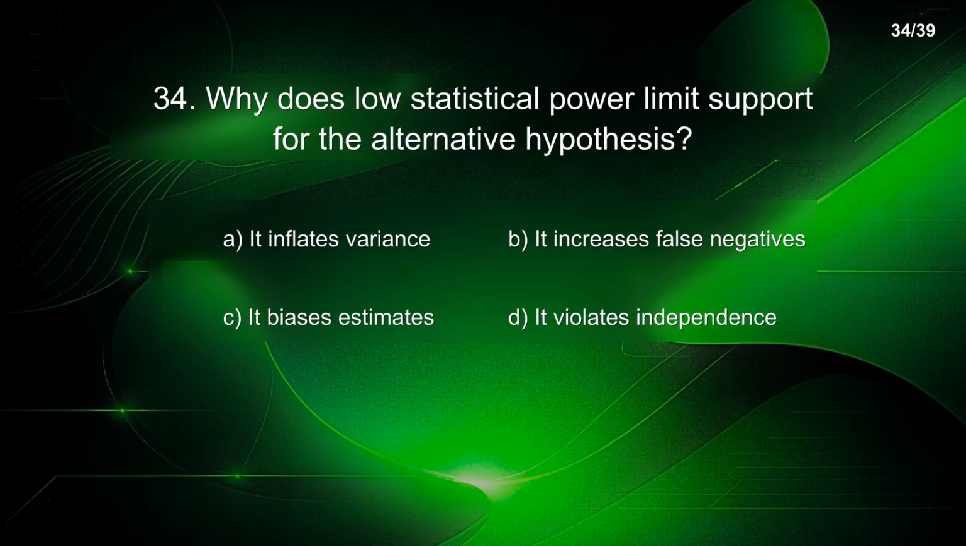34th question. Why does low statistical power limit support for the alternative hypothesis? A. It inflates variance. B. It increases false negatives. C. It biases estimates. D. It violates independence. Correct answer is B. It increases false negatives.